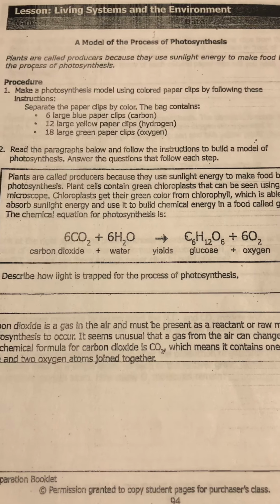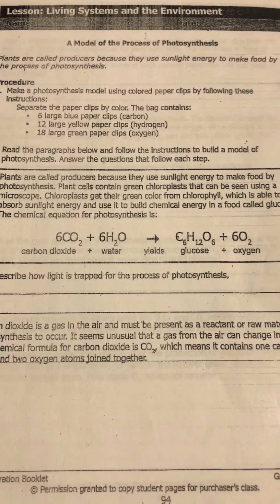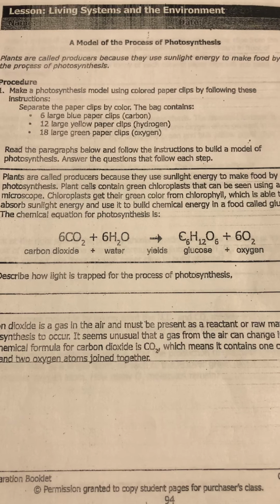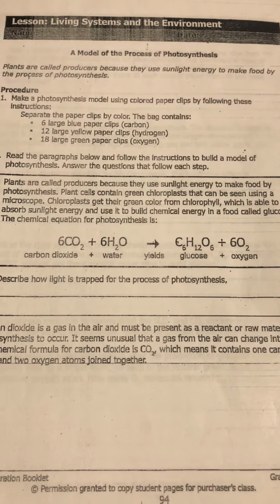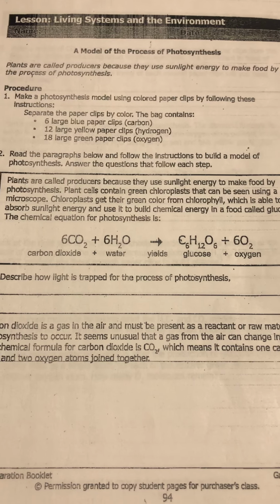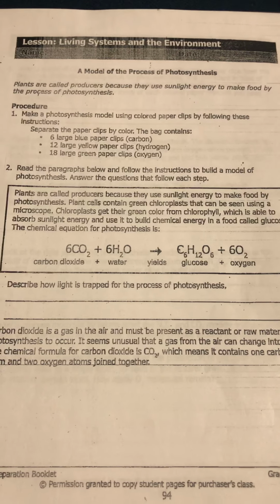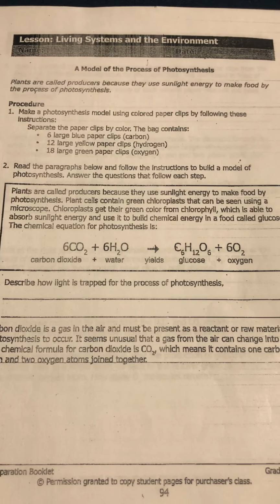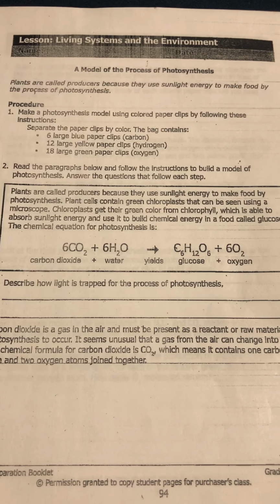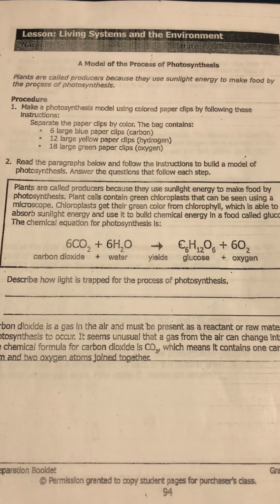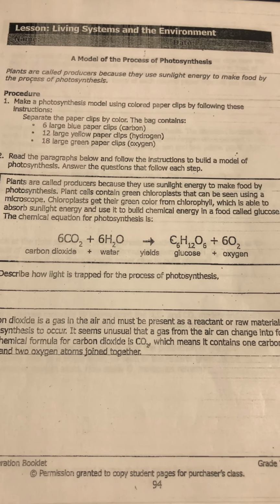So it says that plants are called producers. They use sunlight energy to make food by photosynthesis. Plant cells contain green chloroplasts that can be seen using a microscope. Chloroplasts get their green color from chlorophyll, which is able to absorb sunlight energy and use it to build chemical energy in a food called glucose. The chemical equation is below. So they use the sun's energy, radiant energy, to make chemical energy.